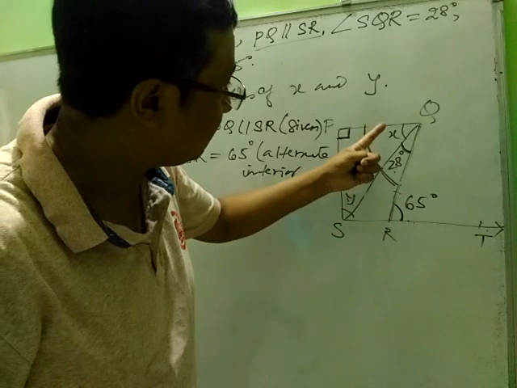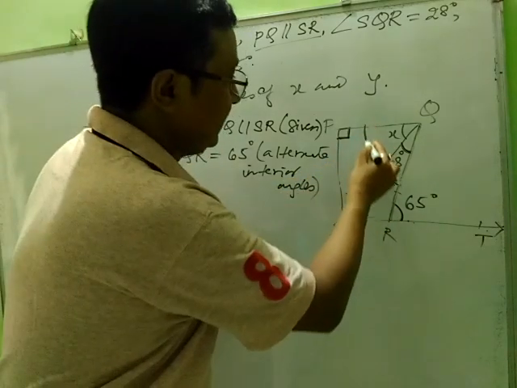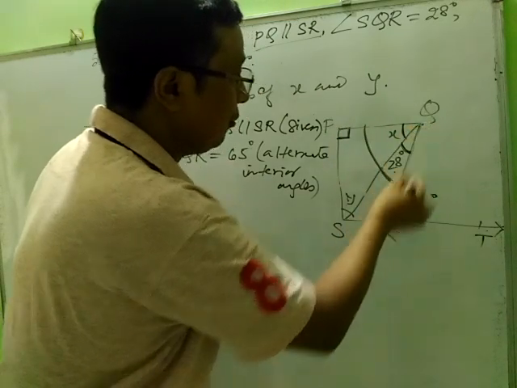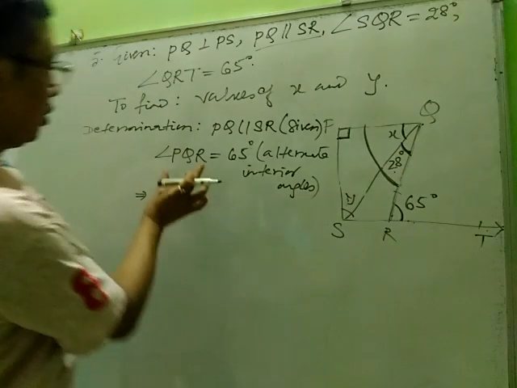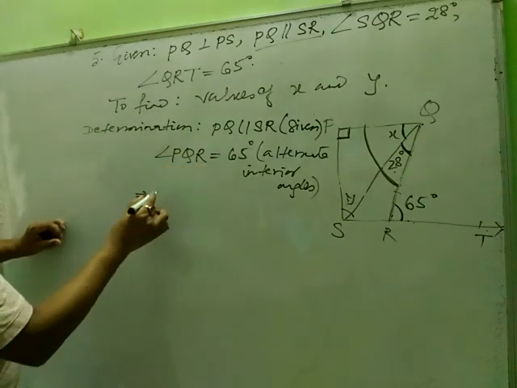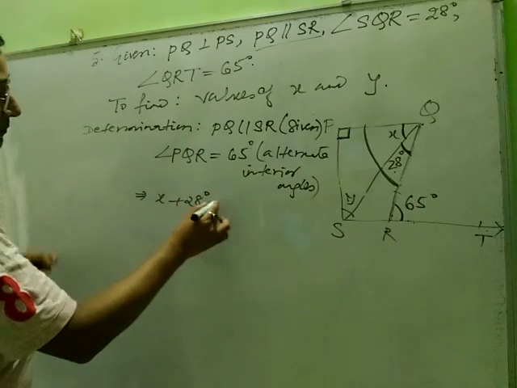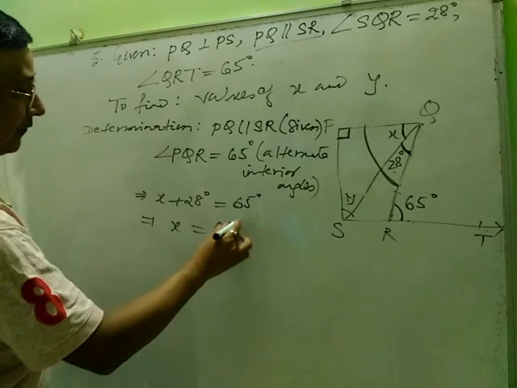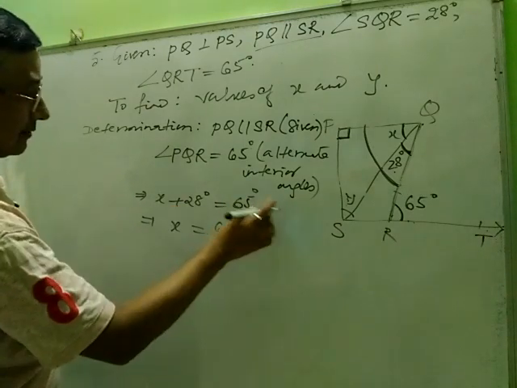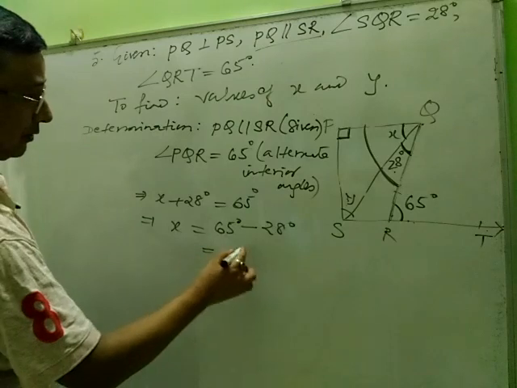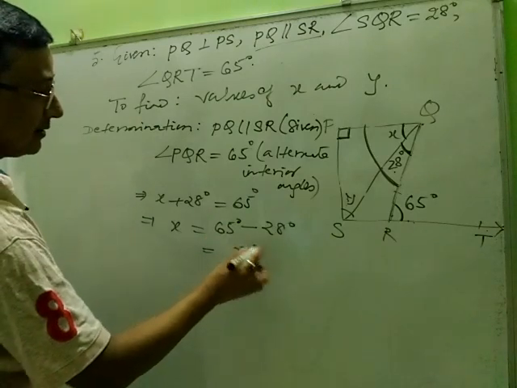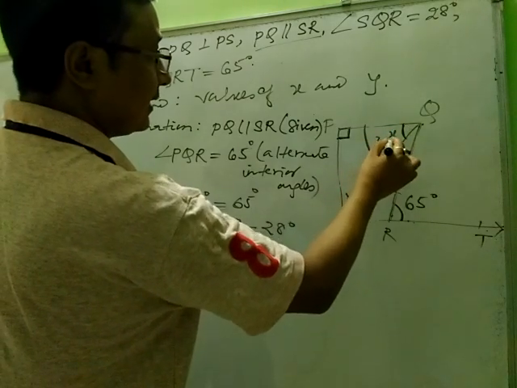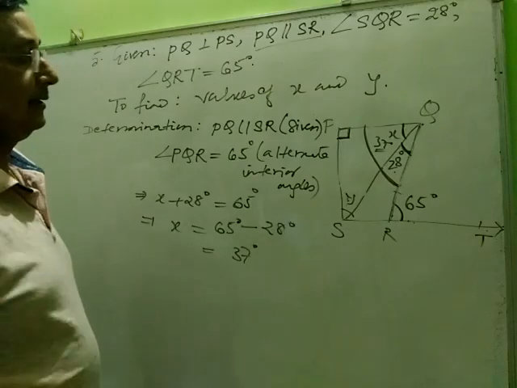So angle PQR is x plus 28. How to get it? In place of angle PQR, you will write x plus 28 equals 65 degrees. So x equals 65 degrees minus 28. You have got 37 degrees. So you got this value as 37 degrees. Now you need y.